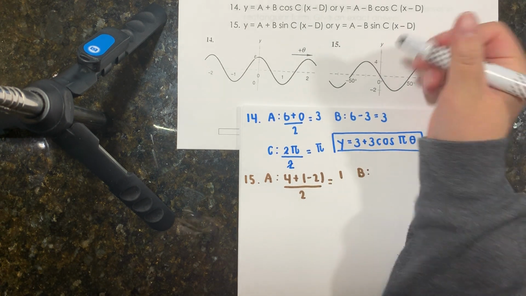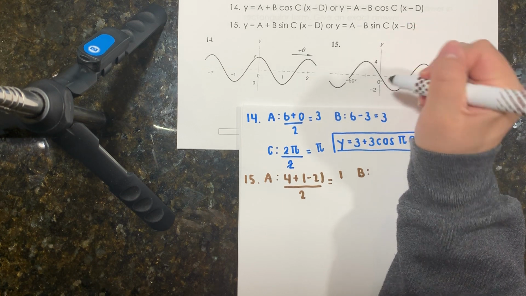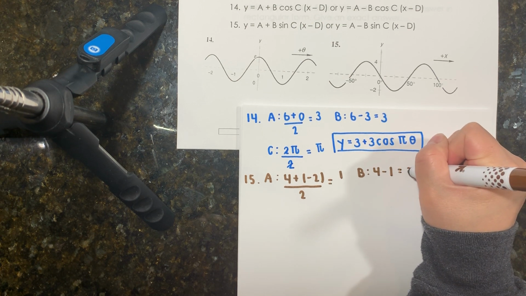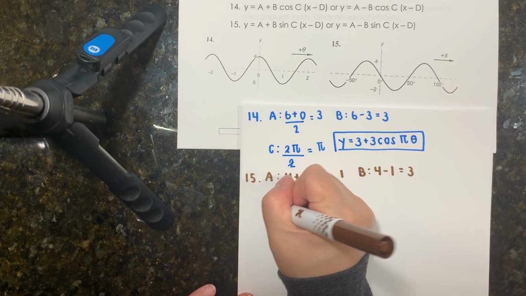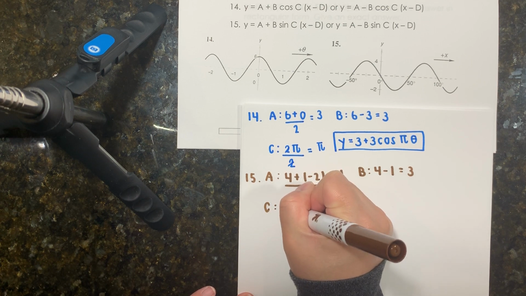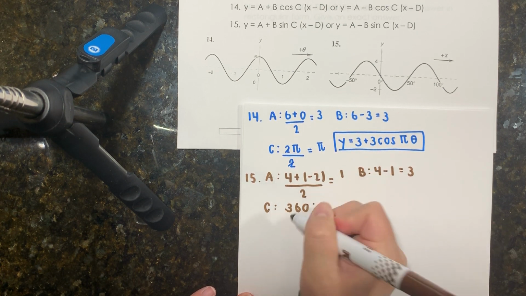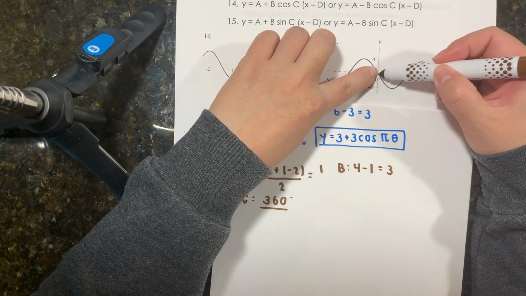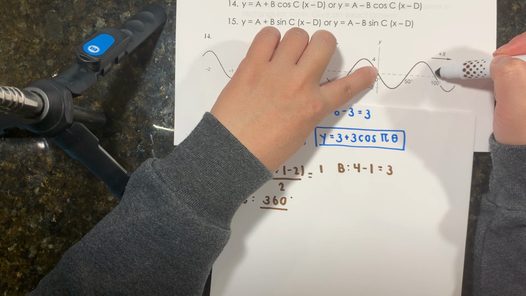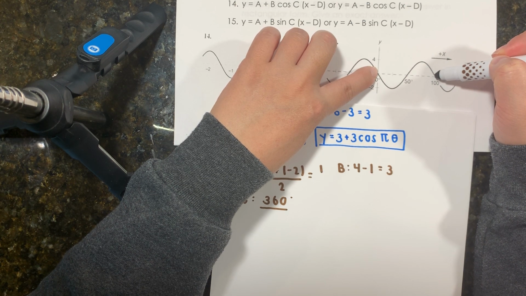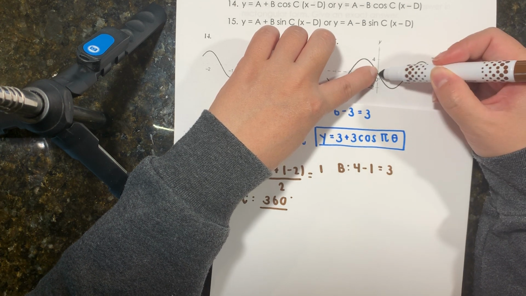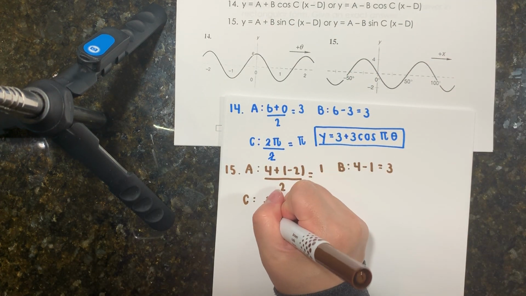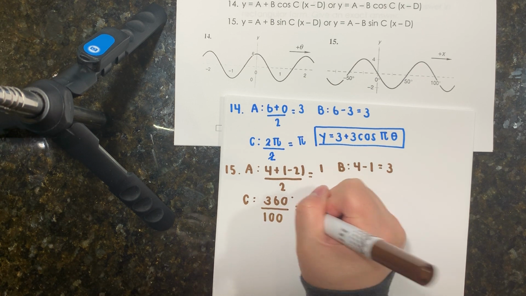B is the amplitude, so the distance between that top number and the number you just found, which means you do 4 minus that number, which is going to give me 3. Now for C, this is in degrees, so it's 360 divided by the length of the period. Now notice that this rotation at 0 degrees starts and then it circles down, circles up, and then ends at 100. That means that the period length is 100. So 0 circles down, circles up, ends at 100. So it's 360 divided by 100.